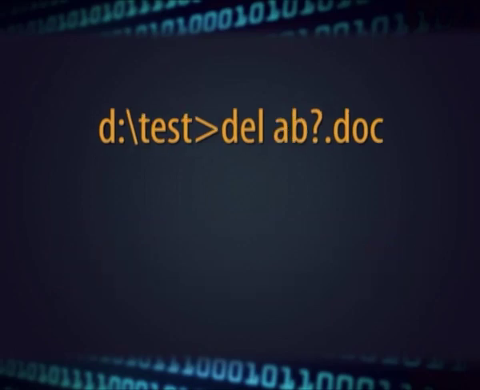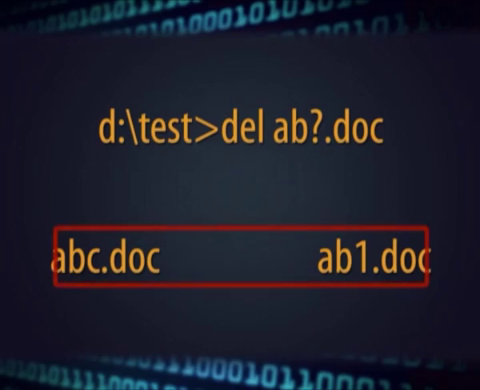Another example is d:/test prompt, del space ab question mark dot doc. This command will delete files with 3-letter names, in which the first 2 letters are AB and the third will be any character, with a doc extension. So, files like abc.doc and ab1.doc will be deleted.